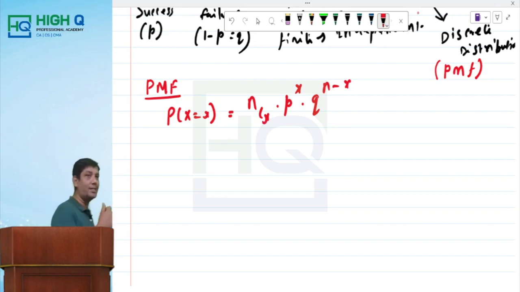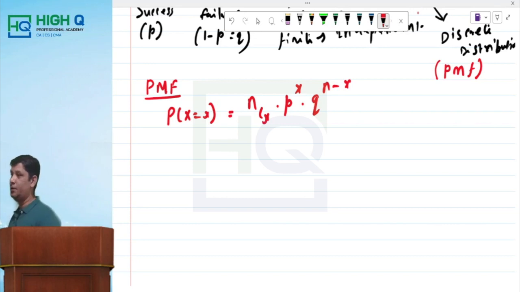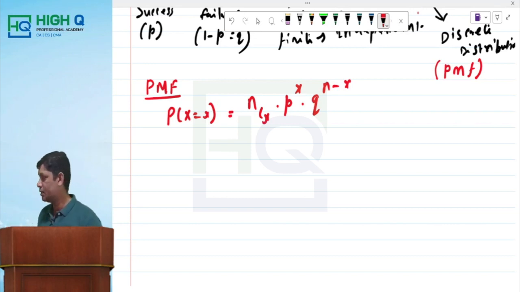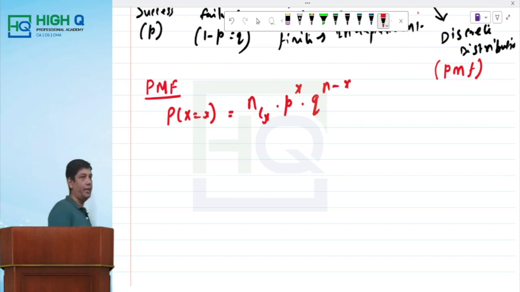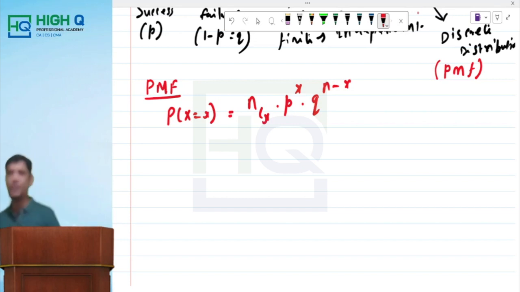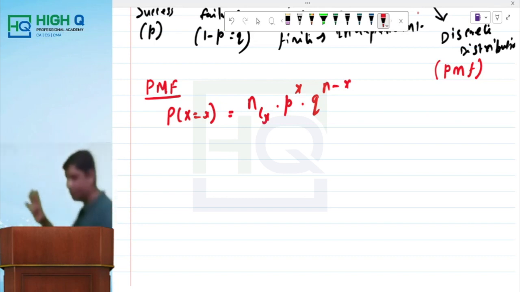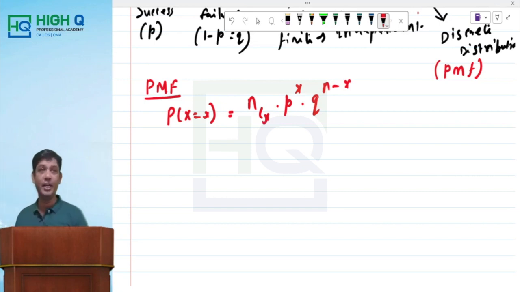Now, what does n stand for? Number of trials. What does p stand for? Probability of success. What does q stand for? Failure. What does x stand for? Random variable. I'll give you one situation. Tossing 10 coins. Find the probability of getting 4 heads. This is the situation.